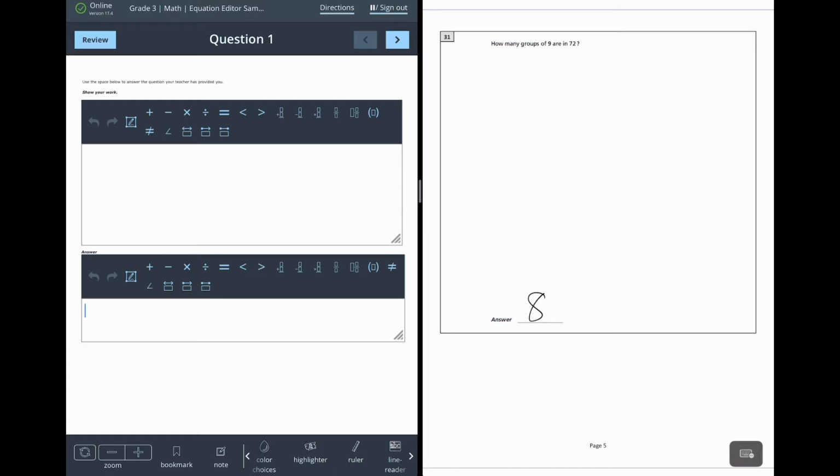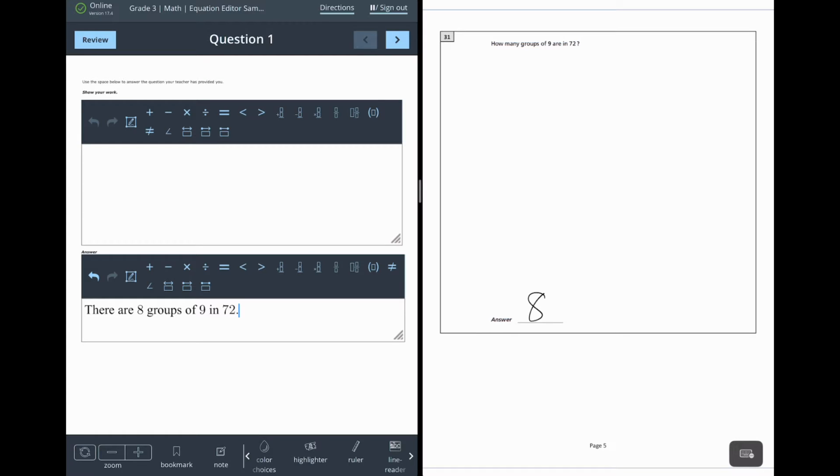So I'm going to use Race to type this in. How many groups of 9 are in 72? There are 8 groups of 9 in 72. So there we go. And that's all they really need to see is really 8. So if you put in just the answer 8, you'd be fine. I just like to write a full answer.